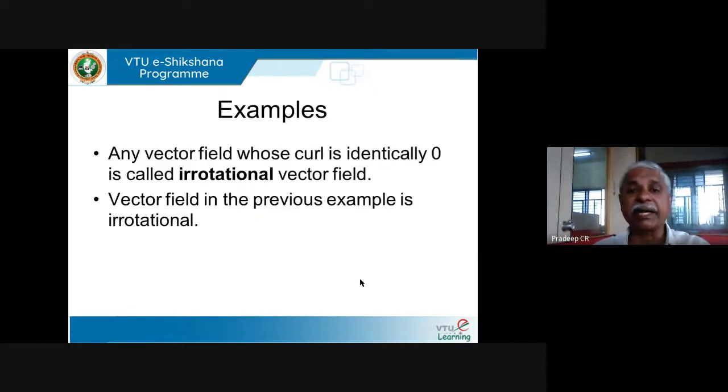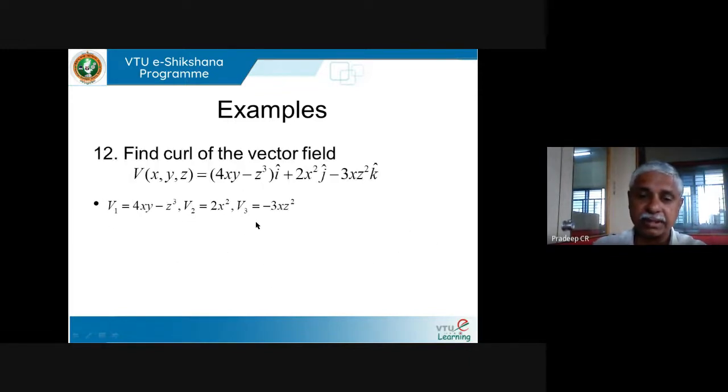Again, there is a separate name for it. Curl is zero means curling is zero. That means no rotation in some sense, no curling, it's all straight. The technical term for that is irrotational, no rotation. I have not explained what rotation and things like that are, but it's okay. This is the term they use in the exam. Prove somebody is irrotational means you have to show that it has no curl. Curl is zero. So the vector field in the previous example is irrotational.